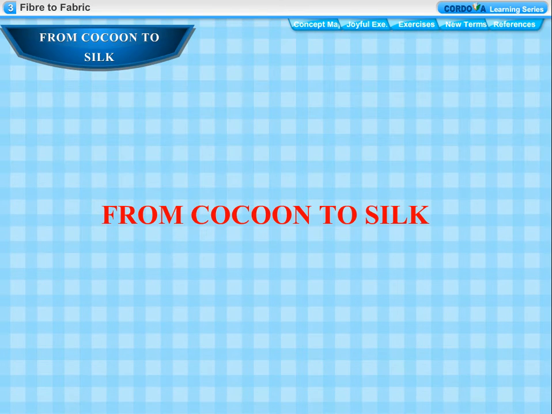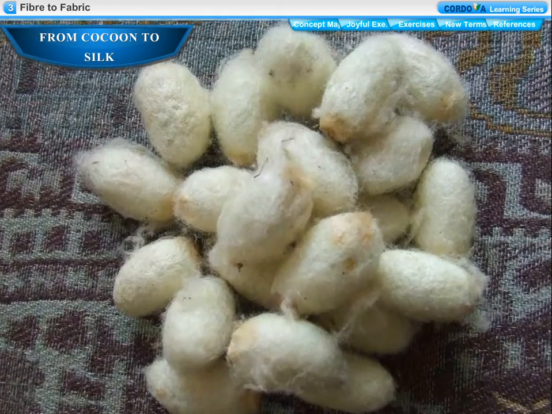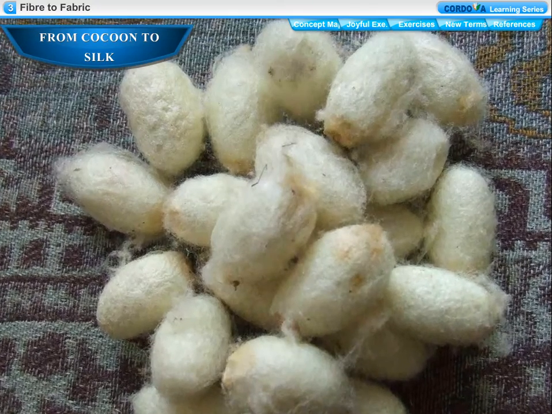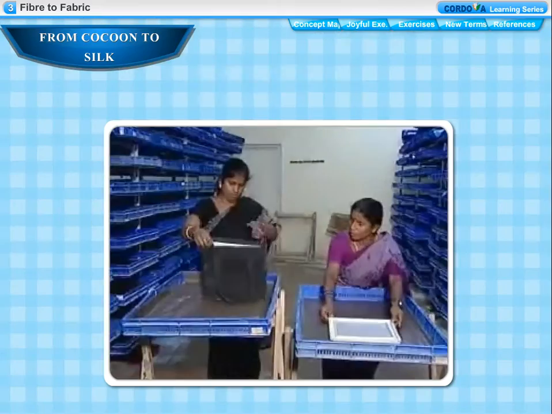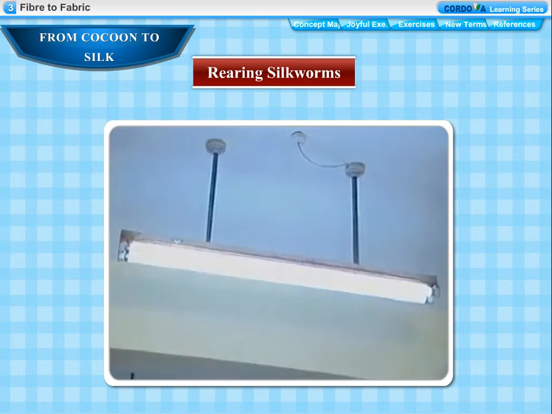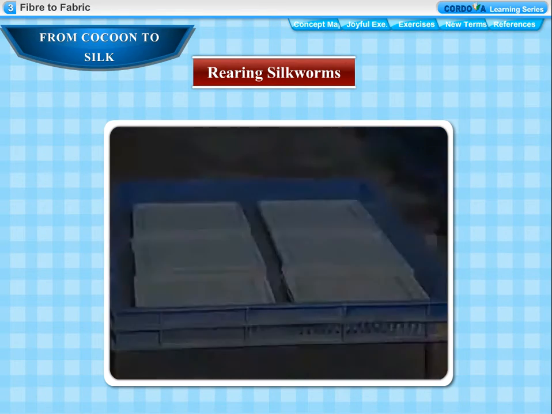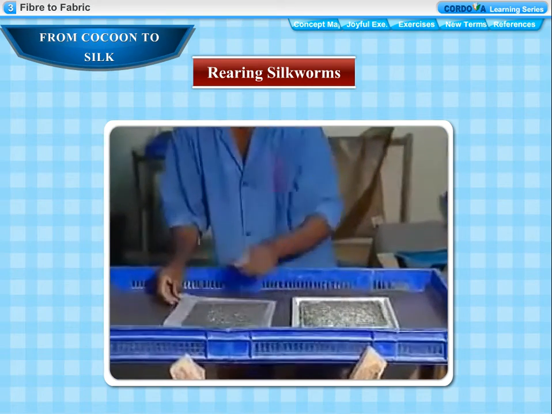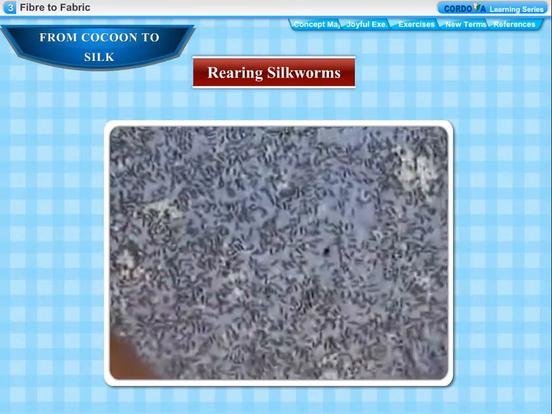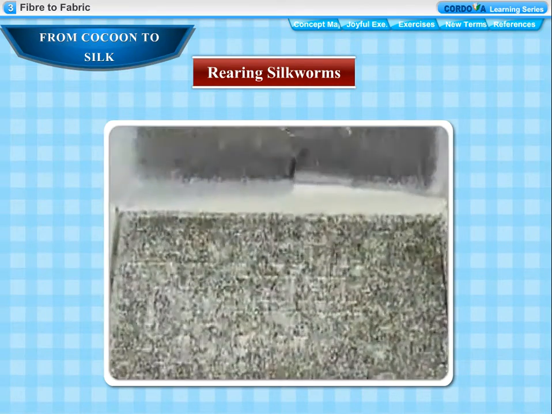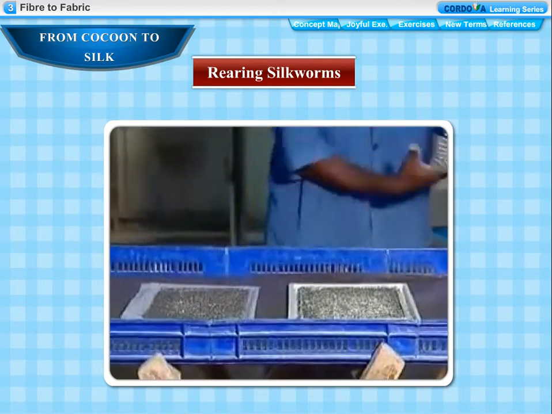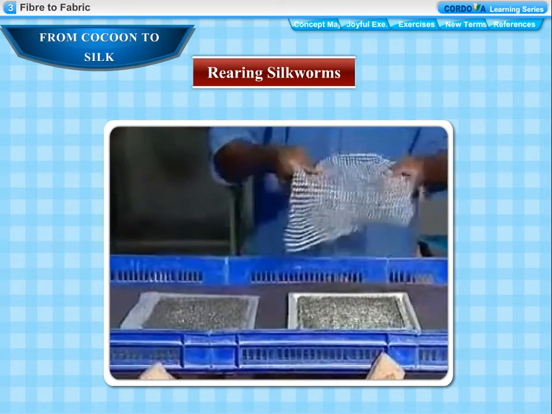From cocoon to silk. For obtaining silk, moths are reared and their cocoons are collected to get silk threads. Rearing silkworms. Rearing of silkworms means to look after the silkworms by providing them proper feed, food and shelter. In a silk farm, female silk moths are kept in separate linen bags, which are carefully disinfected. Each female silk moth lays 200 to 500 eggs at a time.